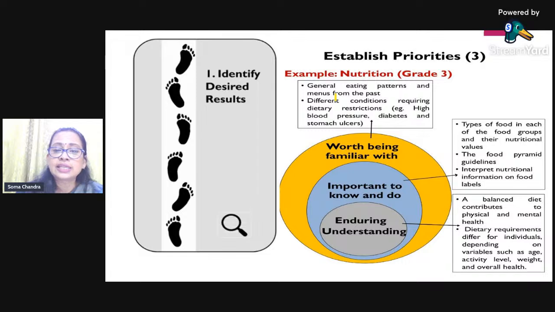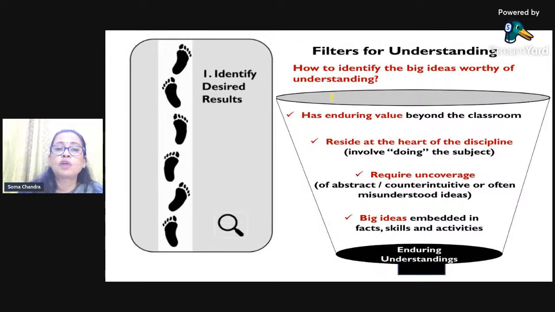So let's now see the filters of understanding. To identify the big idea of understanding would be enduring value. Does the idea have lasting relevance beyond the classroom? The core concepts: does it connect to fundamental principles of the subject?